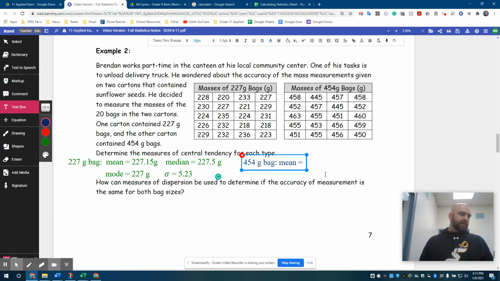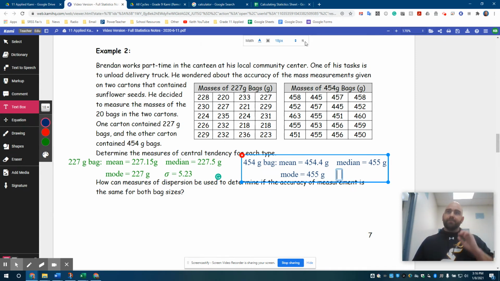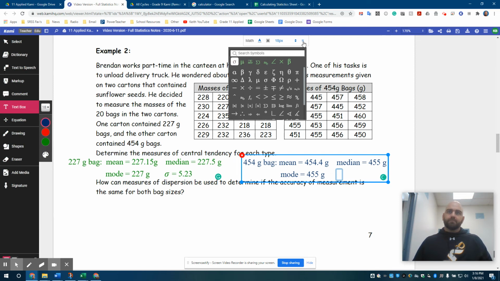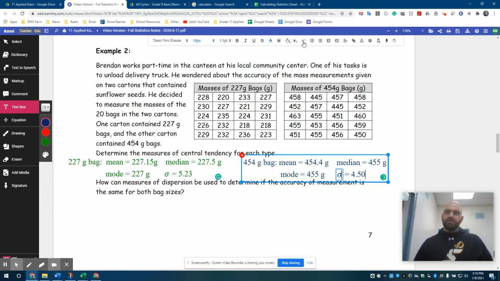So the mean that he found was 454.4 grams. The median was 455 grams. Let's do the mode was 227. Oh, sorry, I just copied the mode there. There we go. And we'll do sigma again. That's 4.5, and we can do 4.50, 2 decimal places.